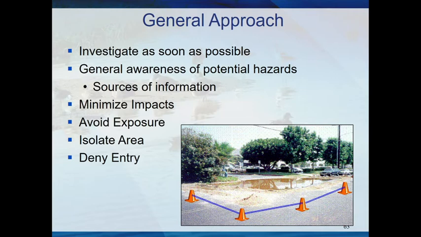Having a general awareness of the potential hazards and what sources of information might help you figure that out. So again, if you come up on something and it's very clear where it came from, and there's people on scene, you might be able to figure that out quickly. Or you might just come across a drum that's been abandoned. You don't know if it has material in it, or some sort of spill that's occurred. You don't know what the material is.